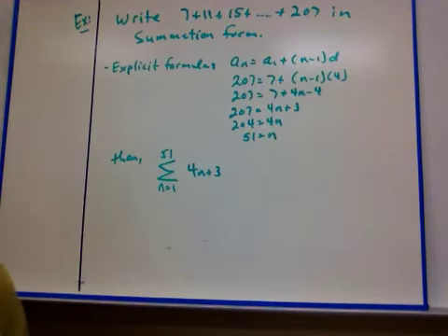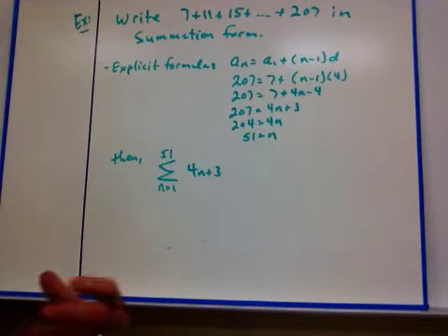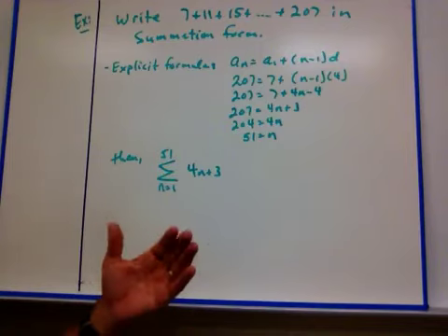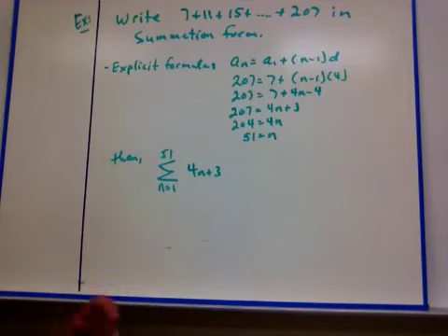Alright, so arithmetic series, it's the sum of the arithmetic sequence. We've got a formula for it, S of n equals n over 2 times the sum of the first and last terms. And we can look at writing it in summation form.